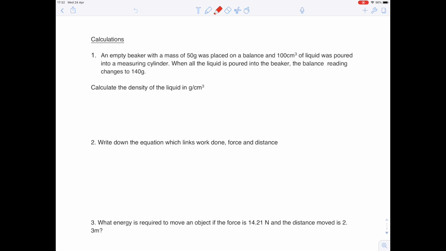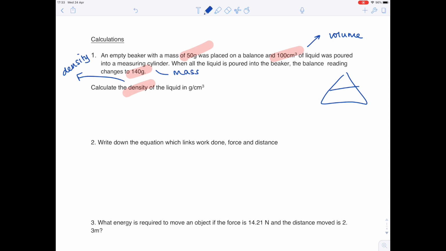Just going to highlight the important bits here. So we know we've got a volume here and we have a change in mass. So here's a volume, we've got mass. We have density. So DMV, drunk men vomit, here is the formula triangle we're going to be using, which states that density equals mass divided by volume. I do like to write what I'm doing here.